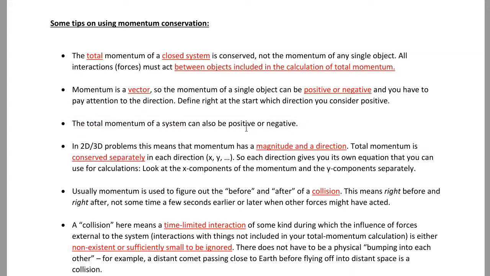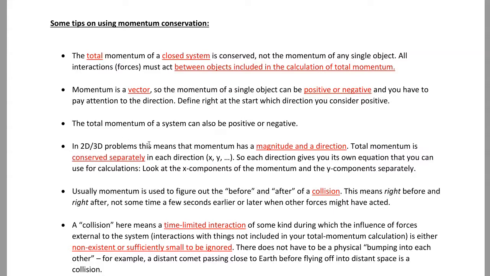And the total momentum of a system can also be positive or negative. Again, it might be confusing. It might be like, oh, the system has a total momentum that is negative. That doesn't make any sense. Of course it makes sense. Right? It just means you've defined your coordinate system in such a way that there's more mass, in a sense, going one way rather than the other way. Maybe more in the direction that's opposite your axis.